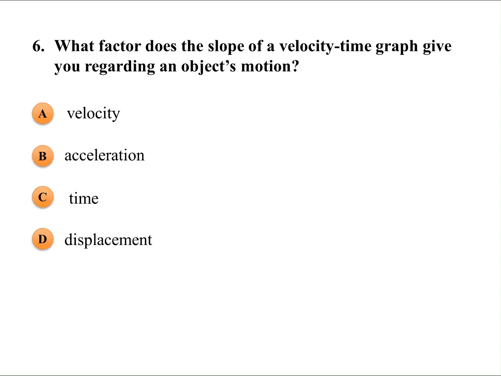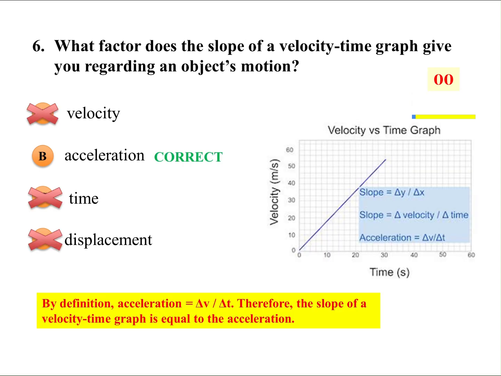What factor does the slope of a velocity time graph give you regarding an object's motion? Of course, the answer is acceleration.